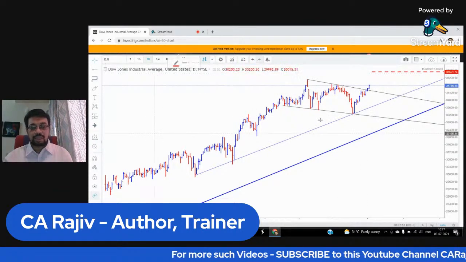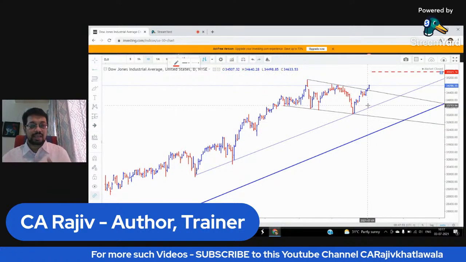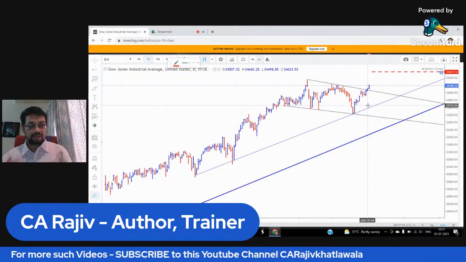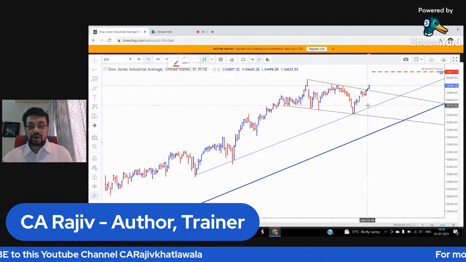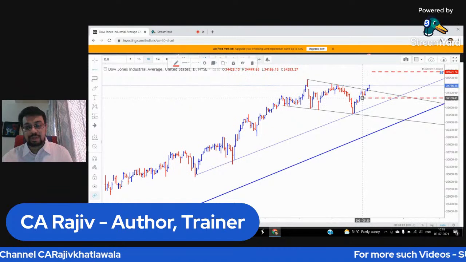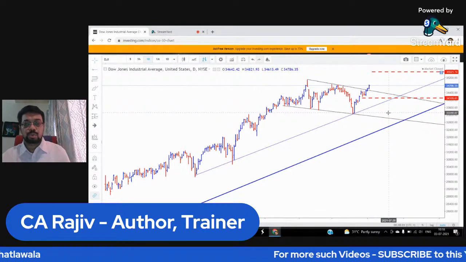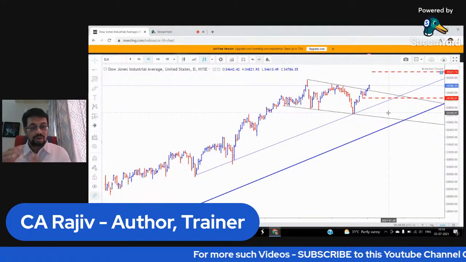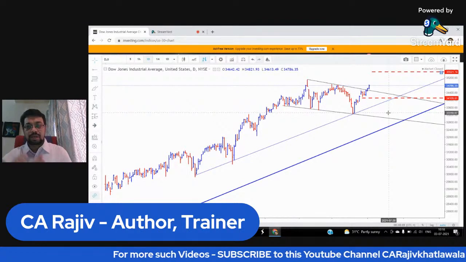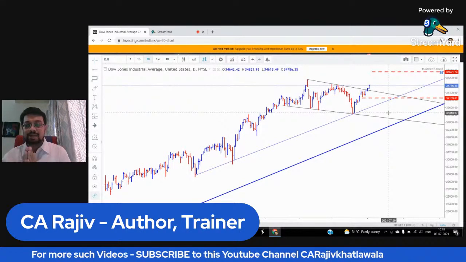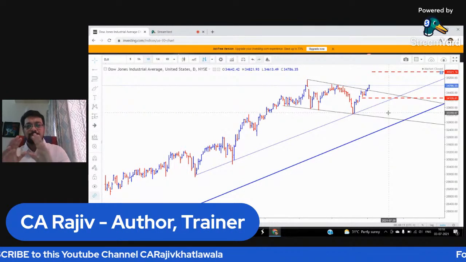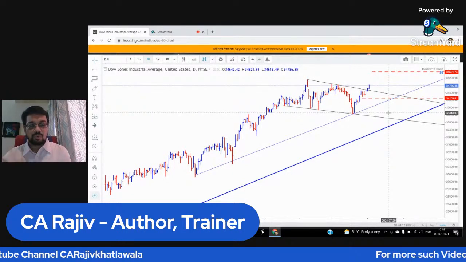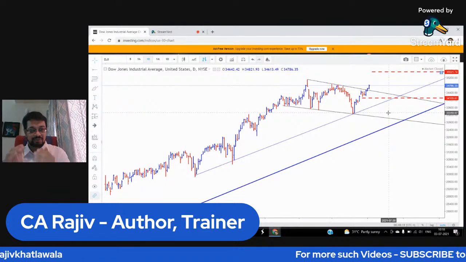On the lower side, let us also be ready in case there are any unforeseen events happening. We should be ready to leave the bullish scenario if the index breaks the 34,100 level. So 34,109, I'm just rounding it off. 34,100 is our reference level.